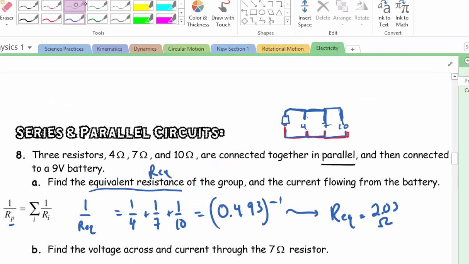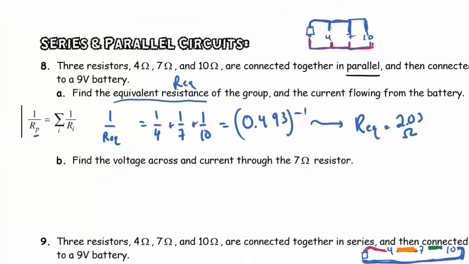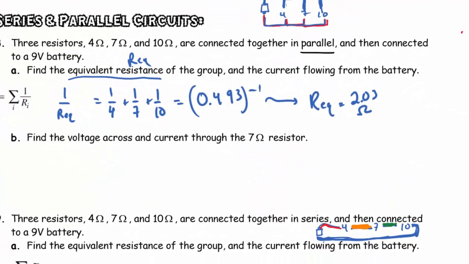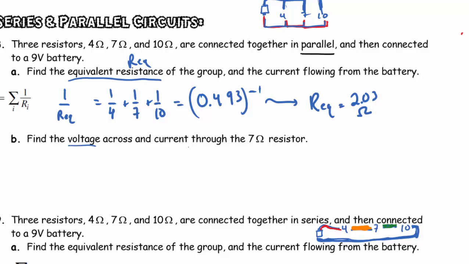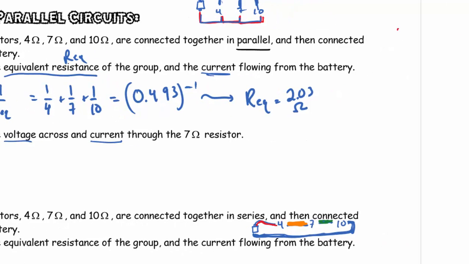The next thing we're going to do is, it says find the voltage and the current through the 7 ohm resistor. Actually, no, we're still not done yet. It asks us to find the current flowing from the battery. Alright, so I'm halfway there. So the next step is I need to find the I of the battery. I'm going to do this to the side here because I kind of ran out of room. I of the battery.